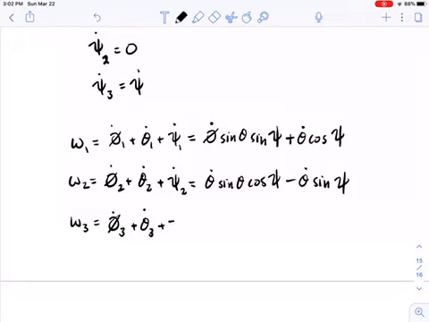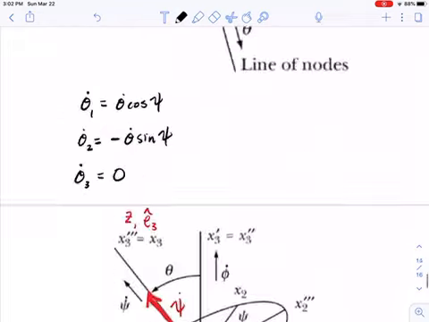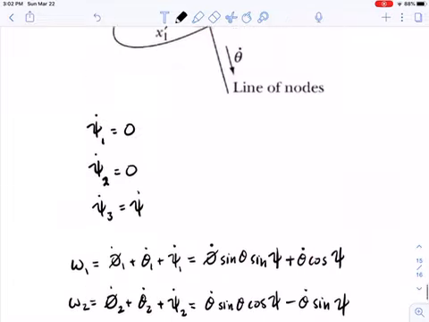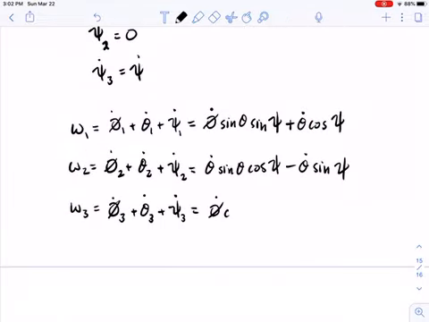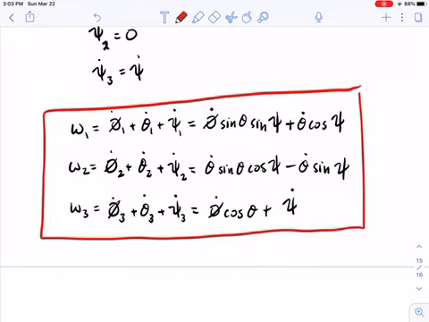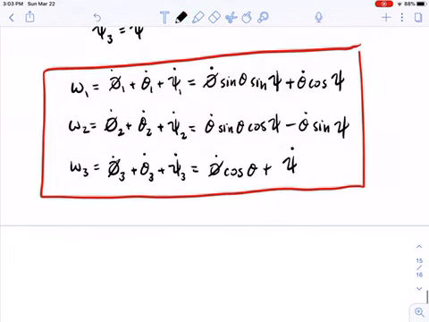And then finally, the third component. So we had a phi dot cos theta. The theta dot was entirely in the principal axis plane of E1 and E2, so it had no component along the third principal axis. And then we have a plus psi dot, which was entirely along that third axis. And so this is the angular velocity expressed in terms of components along the principal axes.